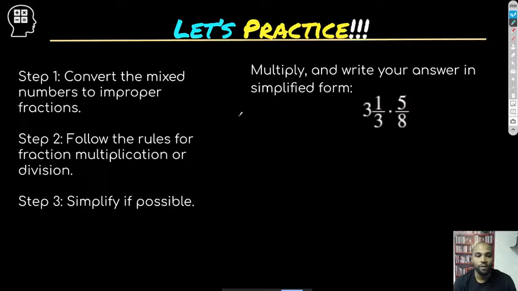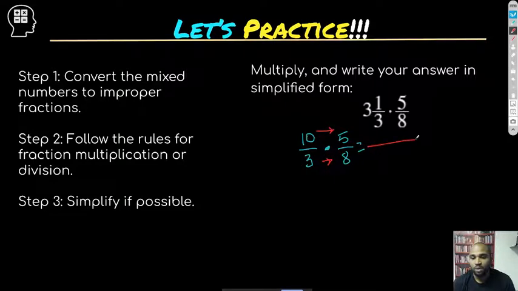Okay, so first thing we do, again, is convert the mixed numbers. We only have 1 this time to improper fraction. To do that, we do 3 times 3 plus 1. Well, 3 times 3 is 9 plus 1 is 10. And we keep our denominator, and we're still multiplying 5 over 8. So that's already a proper fraction. We don't have to do anything to that one. And now we can just multiply straight across. 10 times 5 and 3 times 8. 10 times 5 is 50, and 3 times 8 is 24.